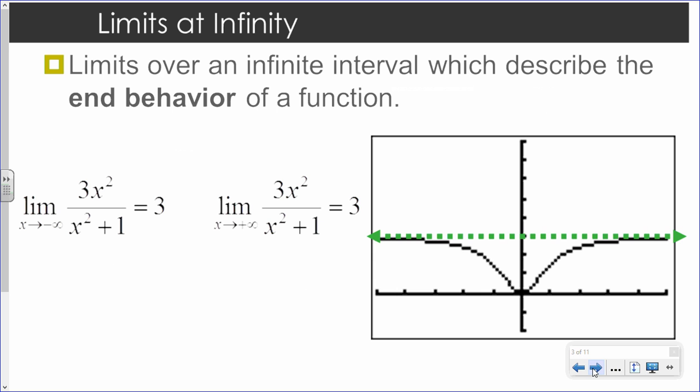So, when we talk about limits at infinity, okay, we are talking about the end behavior of a function. If I'm talking about the limit as x approaches negative infinity, we're talking about what is happening as we continue to go left with the domain. If we're talking about a limit towards positive infinity, what is happening to our graph as we approach the right side towards infinity?